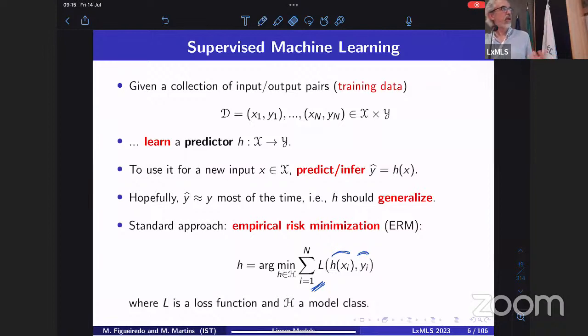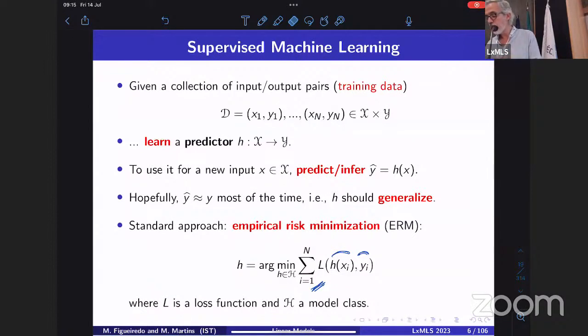Okay, there are many different loss functions. We will see several. I sum across the whole data set, and then I minimize the sum of these losses with respect to the function h, but I need to specify what I mean by function h. It cannot be just any function. Of course, it needs to be a function that I can implement, within some class of functions. So typically we write this as a capital H, a model class. It's a class of functions within which I'm looking for the optimal predictor in this sense, the one that minimizes the empirical risk. So this ERM, empirical risk minimization, is just this problem.